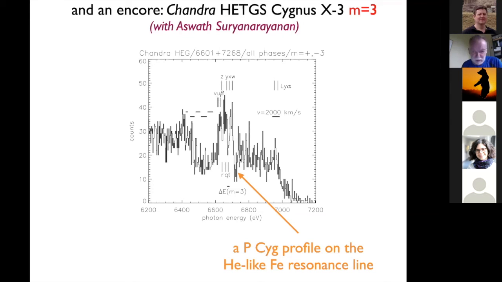Ashwath found evidence for what appears to be, on the resonance line, the W line, an absorption component to it, so we can actually see that there is in fact a p-Cygni type profile in helium-like iron along the line of sight. There you go.